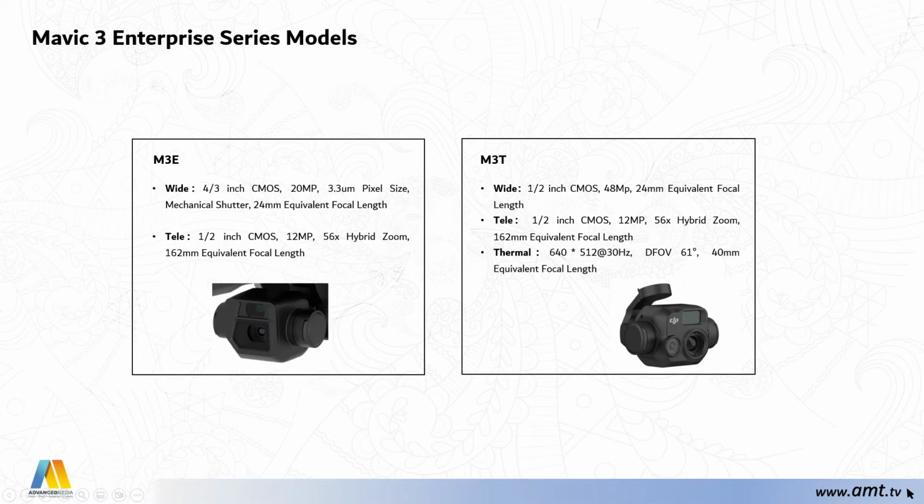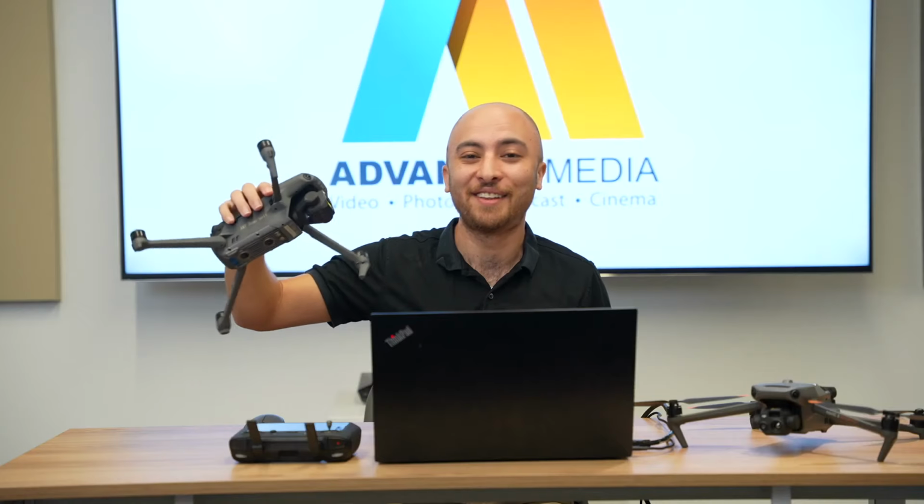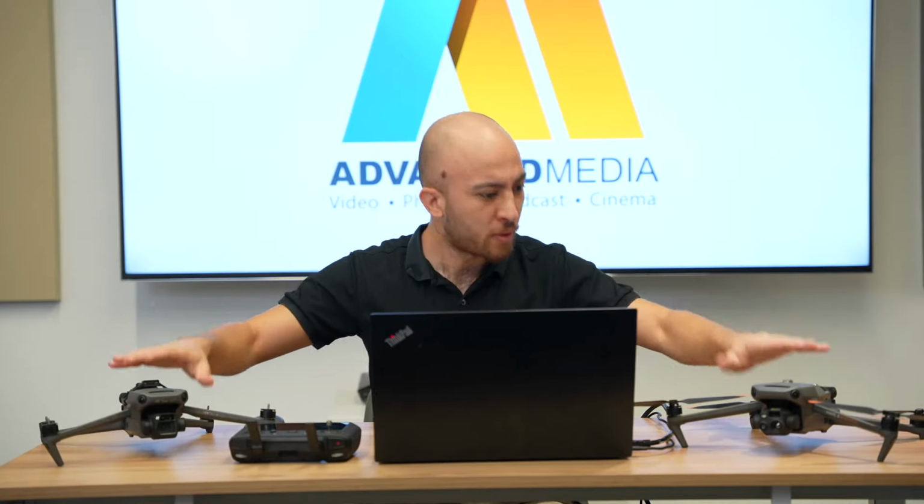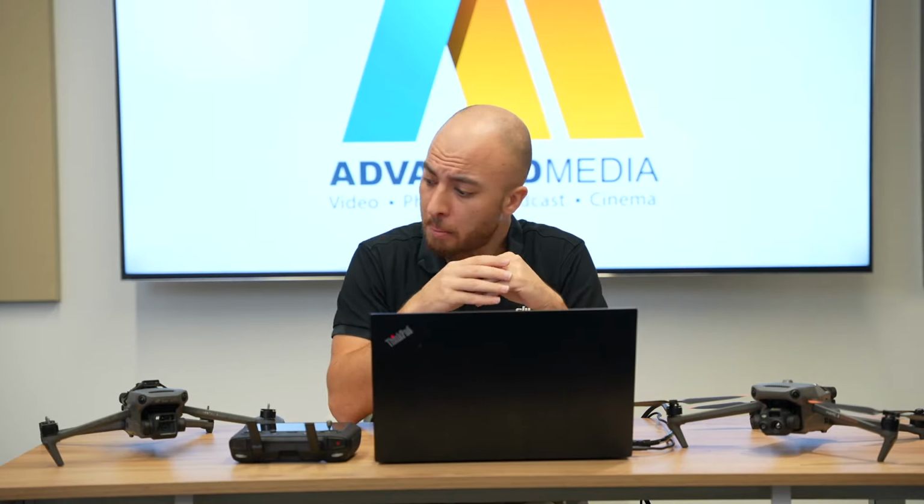Okay, if you are wondering what this is, this is the Mavic 3, the normal Mavic 3, the cinematic drone. It looks almost the same design, but as I mentioned, there are a little bit of enhancements to make it an enterprise drone, to make it an industrial drone. But yeah, they look almost the same, almost the same weight as well. So getting back to the Enterprise series, we have the E version and we have the T version.